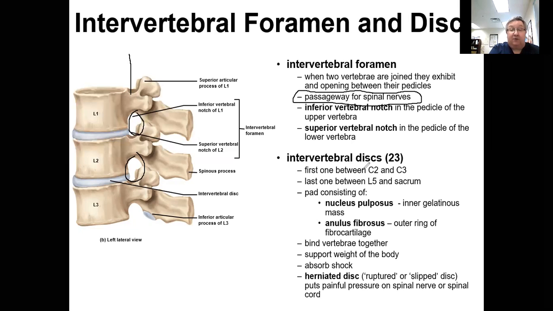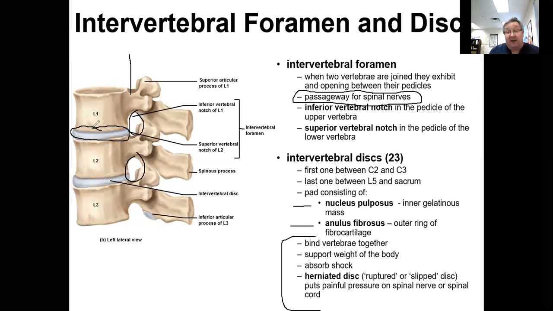Now, remember those intervertebral discs that we spoke about? Again, they consist of the nucleus pulposus and the annulus fibrosus. I want you to know what their functions are. And here it is. They bind the vertebrae together. As you can see here, here's the intervertebral disc between the vertebrae of L1 and L2. They are, again, shock absorbers. So they help with dissipating shock and force. These discs help support the weight of the body.